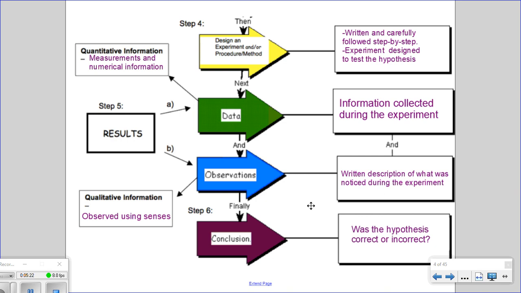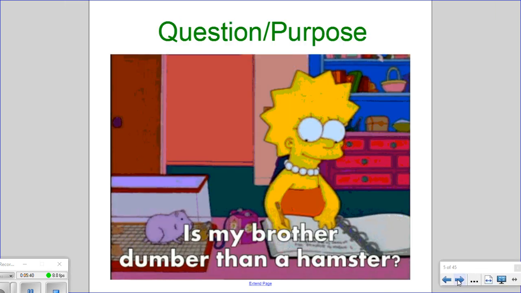One important thing to note with a conclusion and your hypothesis is that you're never trying to prove a hypothesis, or prove that it is correct, or show that it is true. All you're doing is testing your hypothesis with a scientific experiment. Now, in the first part, we'll look at the question or the purpose and what makes a good question.